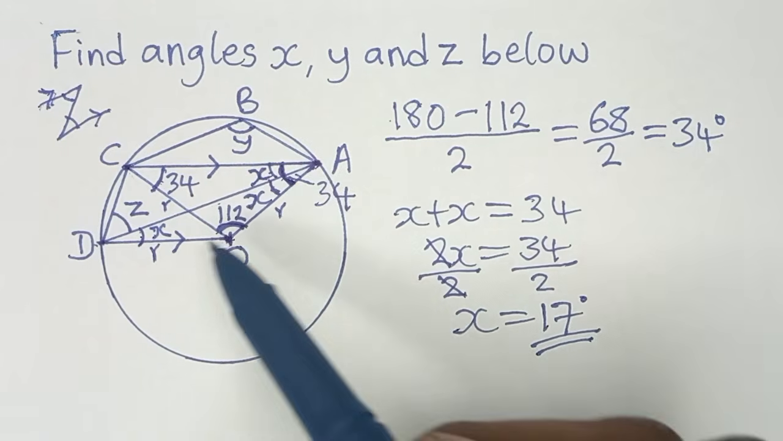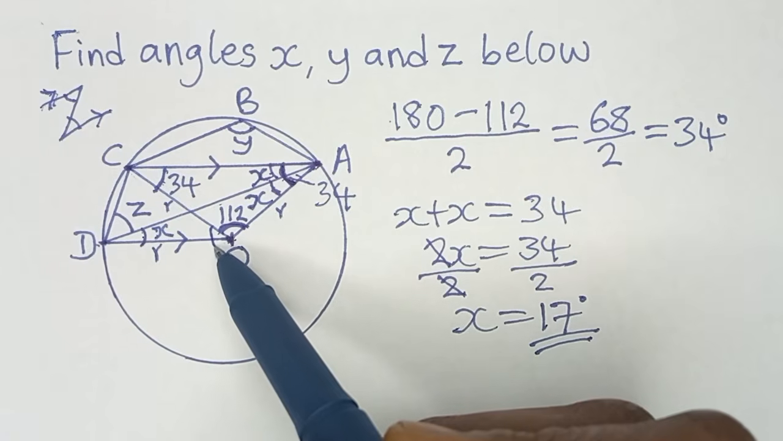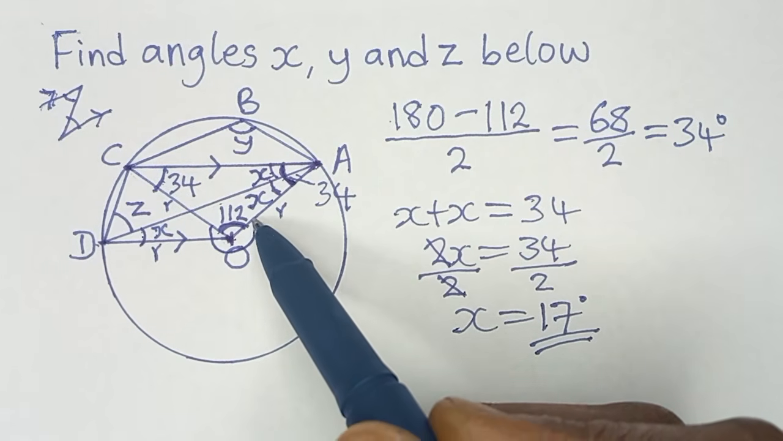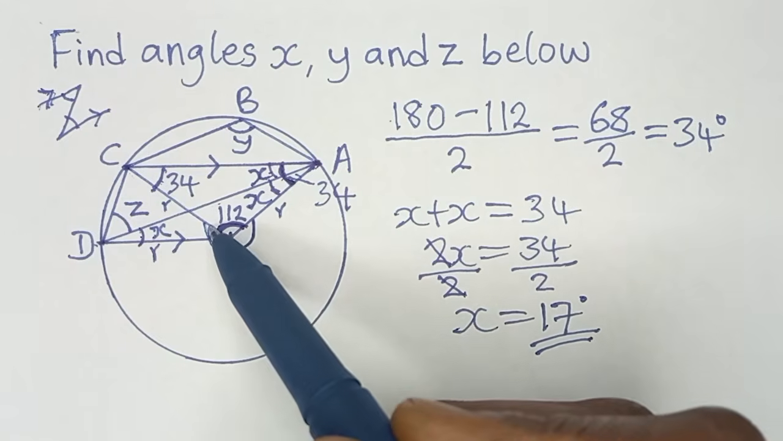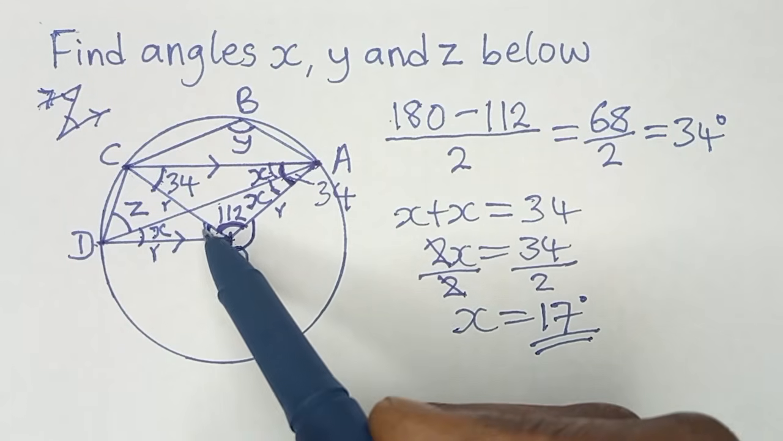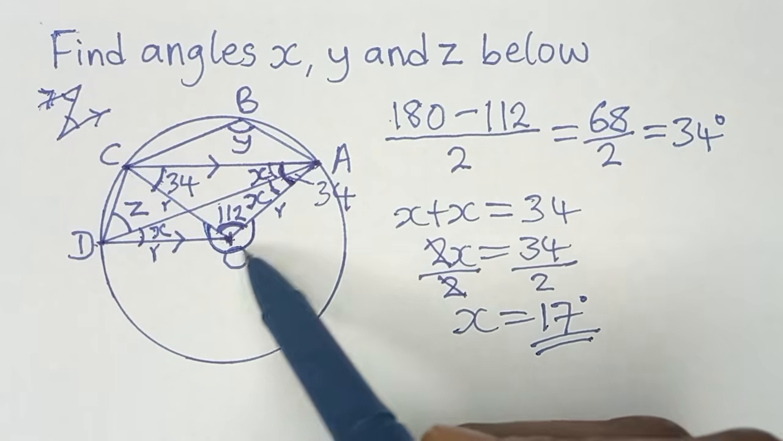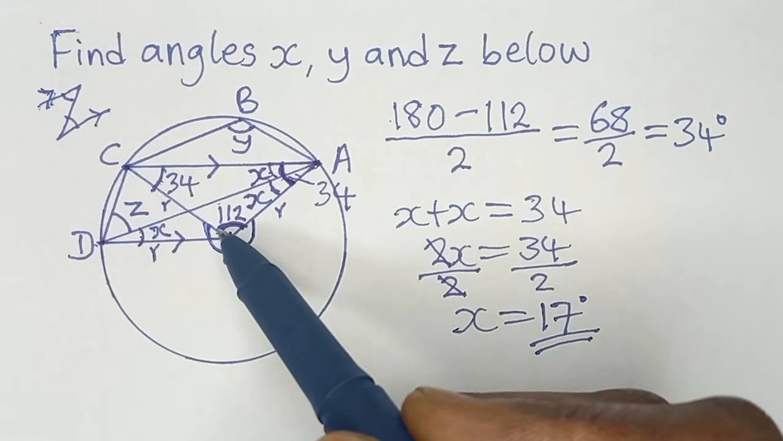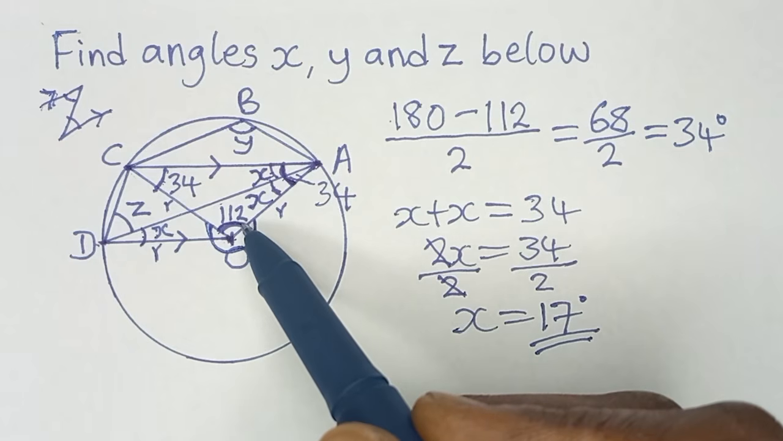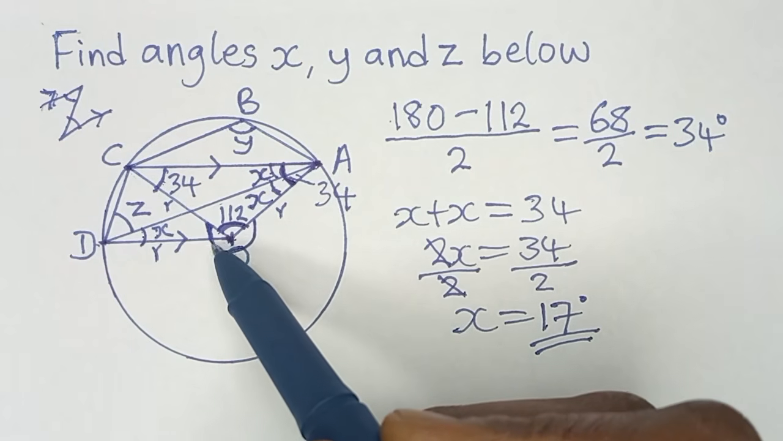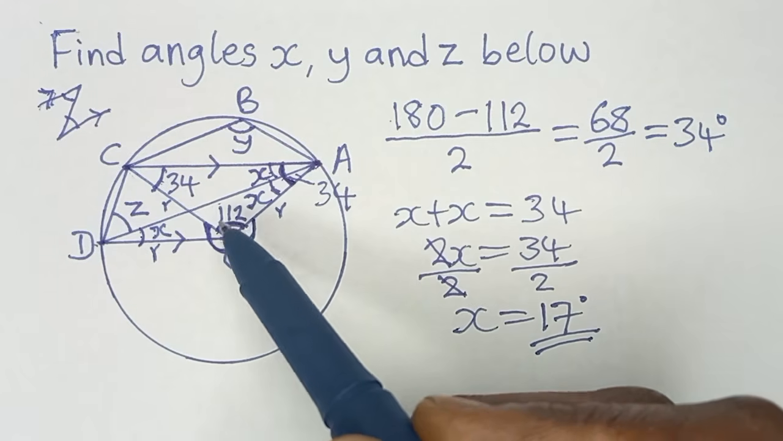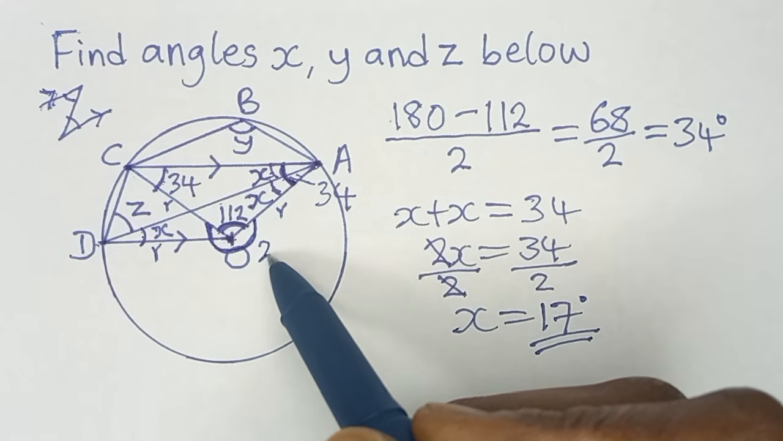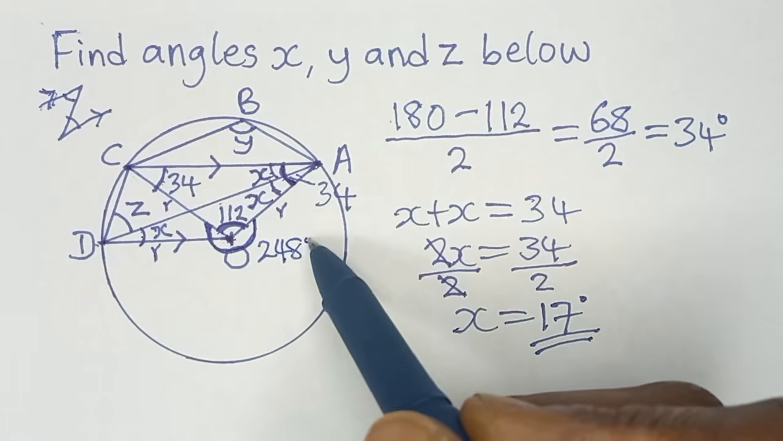So what I need to do now is to find this angle at the center here, this part of the center. Please, not the 112, but this side of the center. Take note of that. To get this angle, I'm going to use the sum of angles at a point. Sum of angles at a point is 360. So if I already have this one as 112, to get this other angle, I'm going to say 360 minus 112, and that will give me 248 degrees.